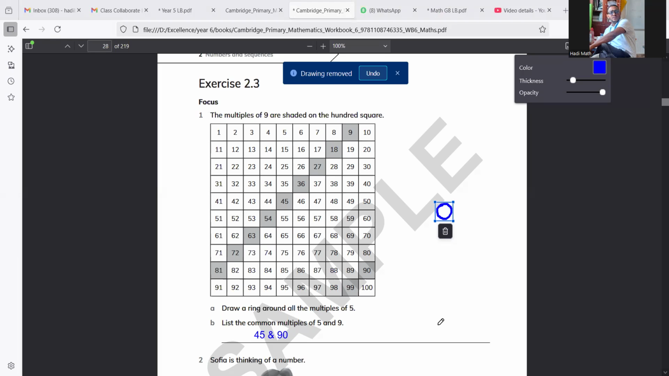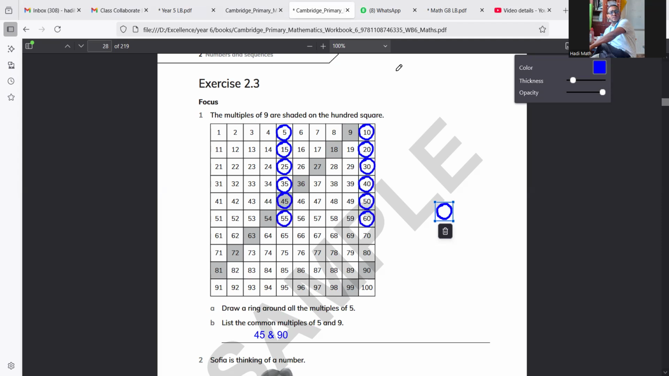We need to go and see multiples of 5. We know multiples of 5 means the times tables of 5. So we start with 5 first. The first thing we have is 5. Then after 5, we have 10, then 15, then 20, then 25, then 30, then 35, then 40, then 45, then 50, 55, 60, 65, 70, 75, 80, 85, 90, 95, and 100. Those are the multiples of 5.